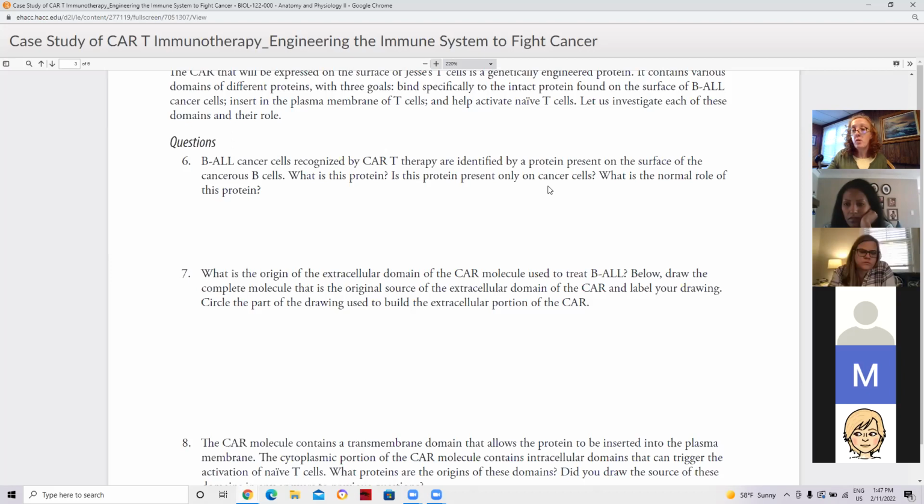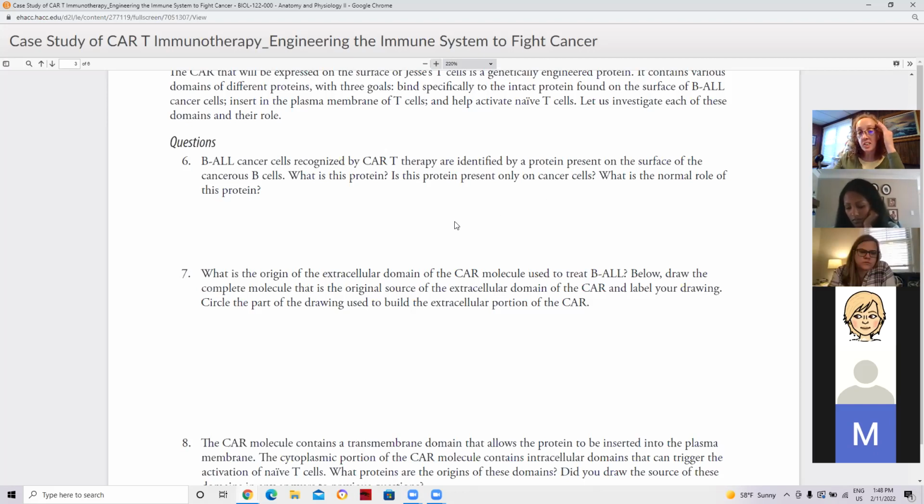What is the normal role for this protein? It's a marker for naive B cells. It's a cell antigen marker for naive B cells. Does that make sense? It's a lot, but yes. Let me say it one more time too.